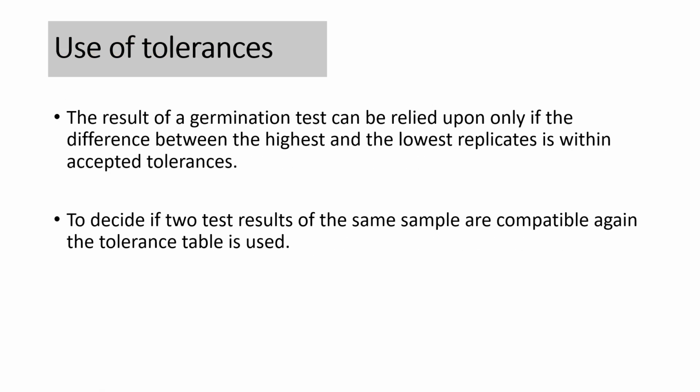What is the use of tolerance? The result of a germination test can be relied upon only if the difference between the highest and lowest replicate is within acceptable tolerance. Like we have discussed, 4 replicates of 100. If one of the replicates is showing 5 normal seedlings, and another is showing 90 normal seedlings, there is a huge difference in the record. So it should not be that much different. The difference should not be at that level.